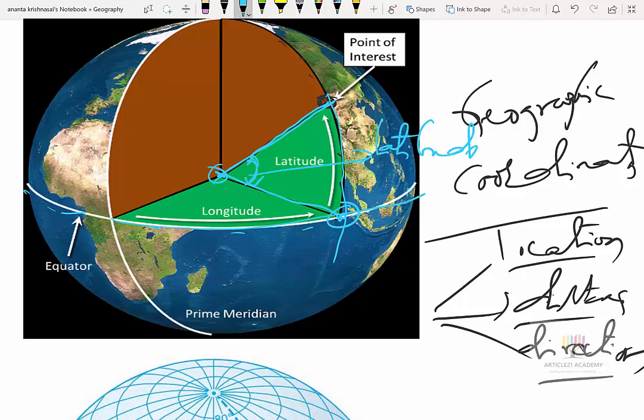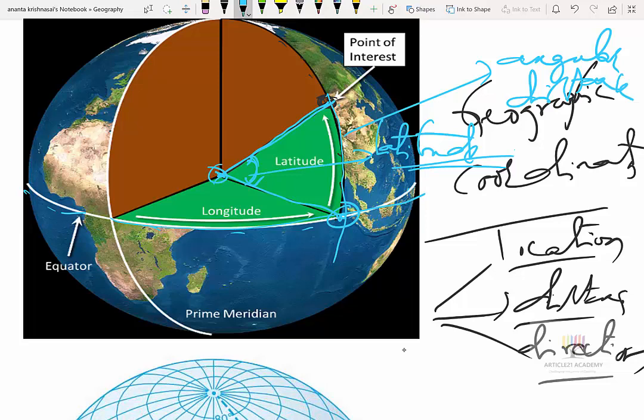latitude. So the latitude is clearly the angular distance, and we find that there are a number of points on the surface of the Earth which have the same angular distance from the center of the Earth with respect to the equator, and all those points which have the same angular distance are joined together, and this gives you what is called a parallel.